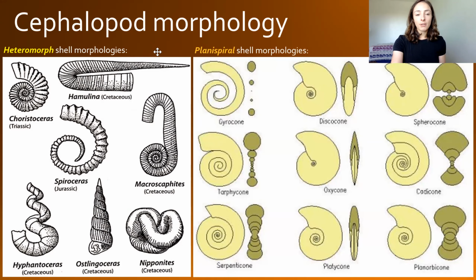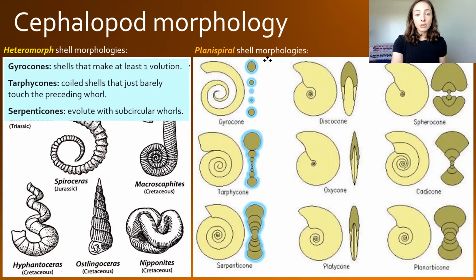So here we see different planispiral morphologies for ammonites, and we can see these include gyrocones, which are shells that form at least one volution, but their coils don't necessarily touch. Then we had tarphicones, in which their coils did touch, but just barely. And then we had serpenticones, which still had subcircular coils, but they were compressed more by touching each other more heavily, but they weren't quite involute yet. They were still evolute, meaning their inner coils still showed, they weren't covered up by the subsequent coils.